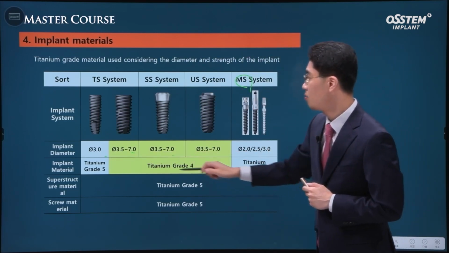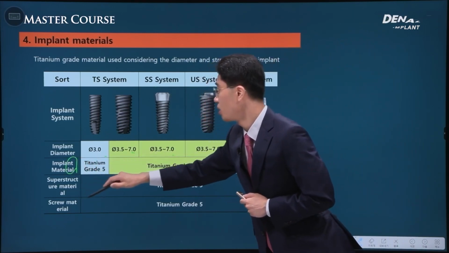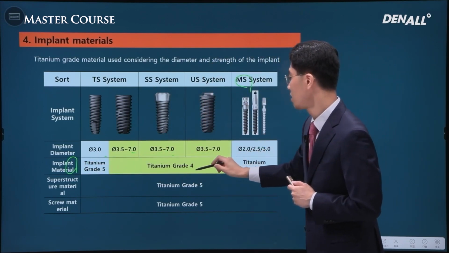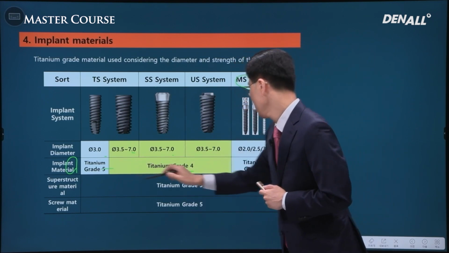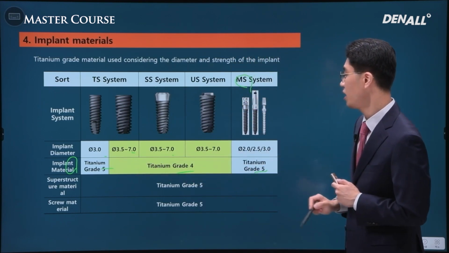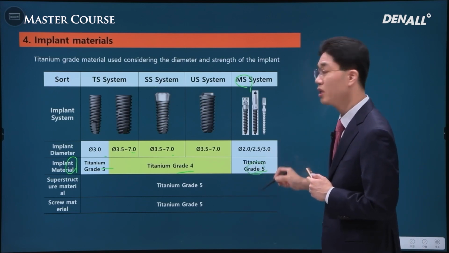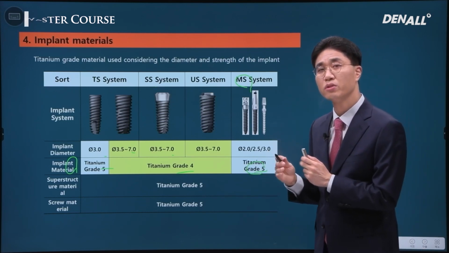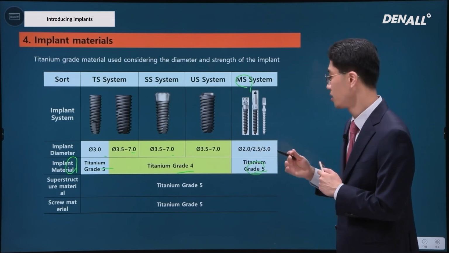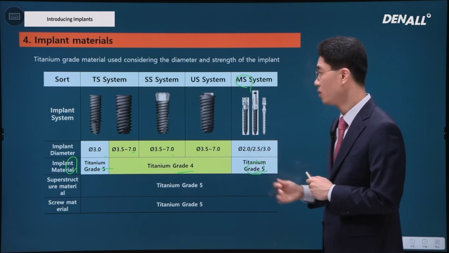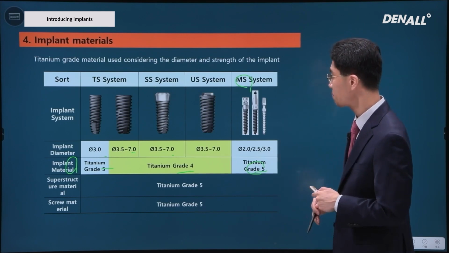Let's look at implant material. From TS to MS, there's grade 4, 5, and 5. As mentioned earlier, grade 5 means that it has excellent strength. The strength goes up in grade 5 compared with grade 4.